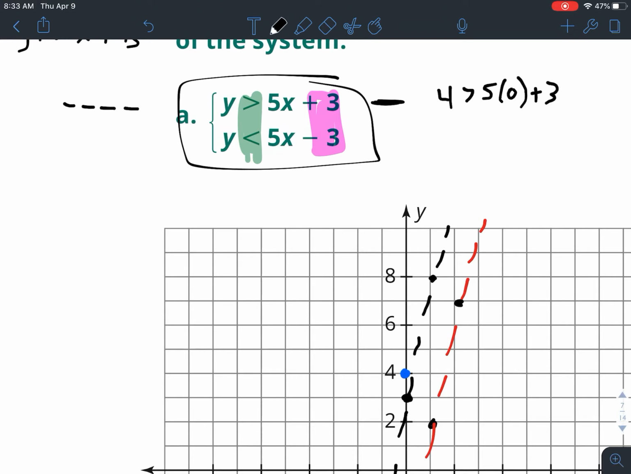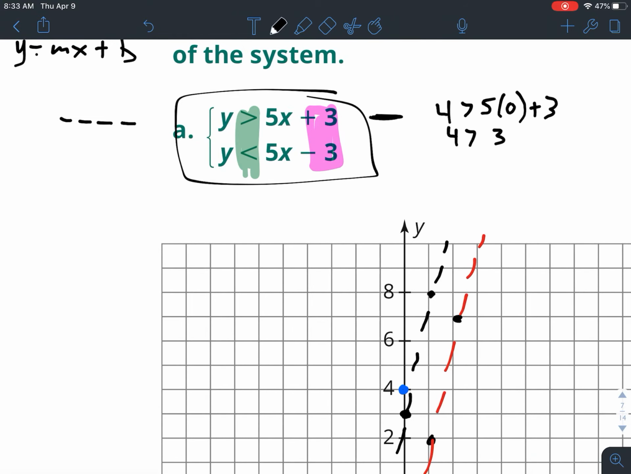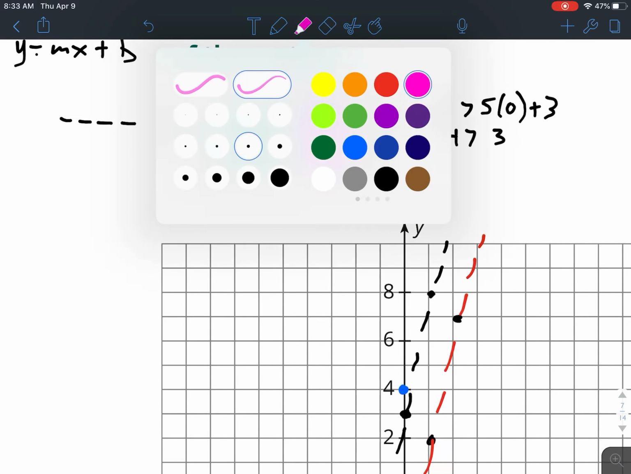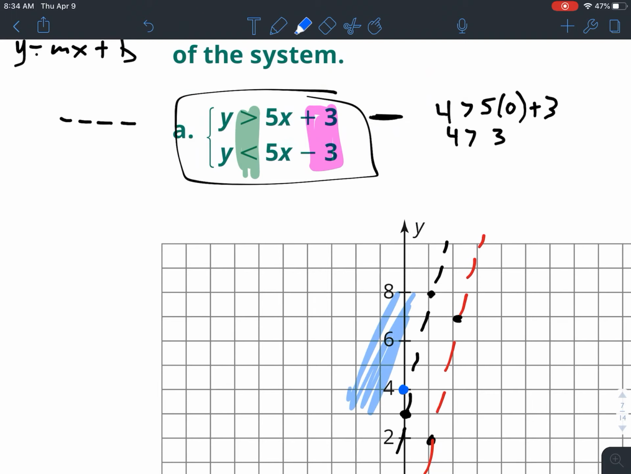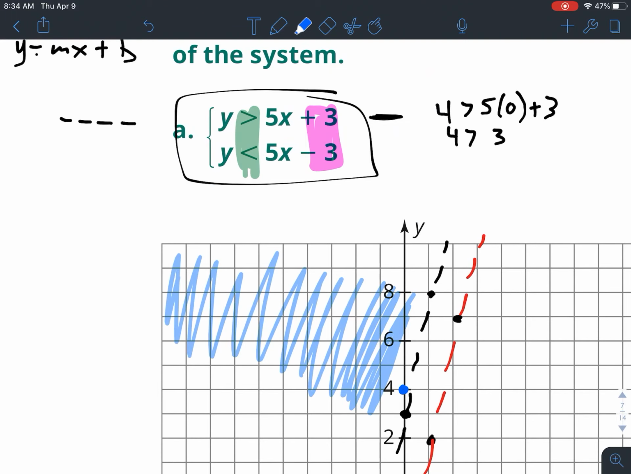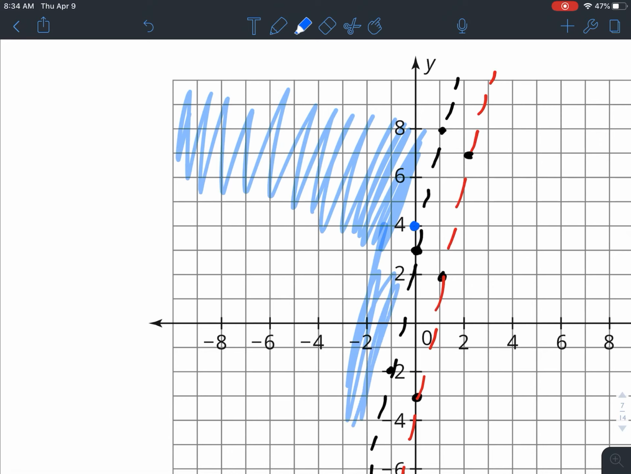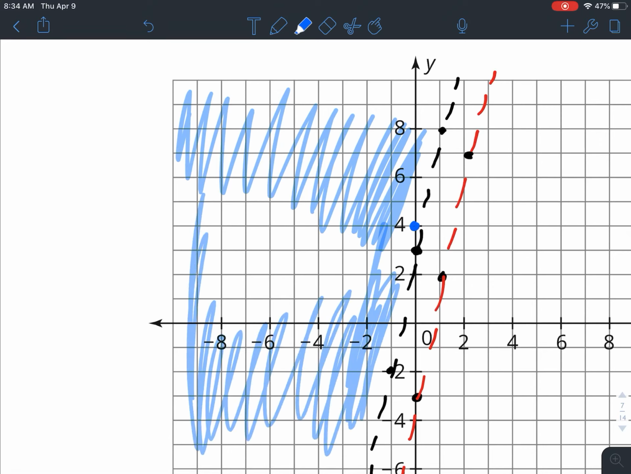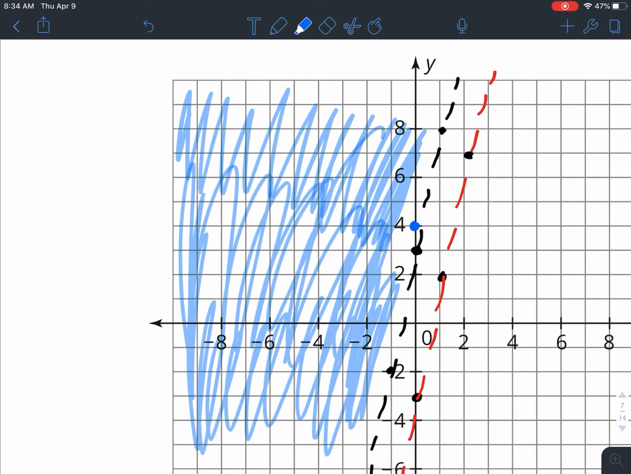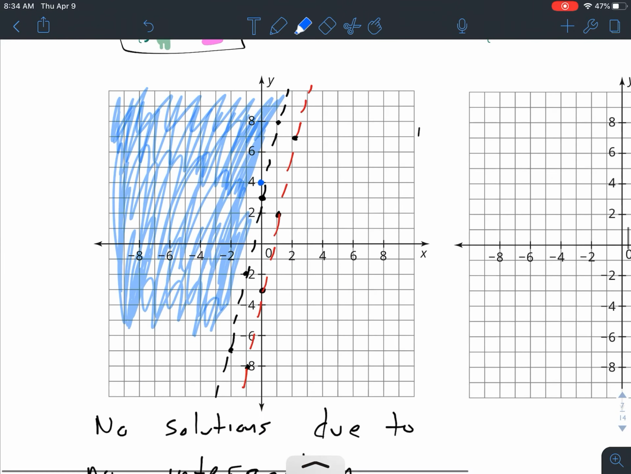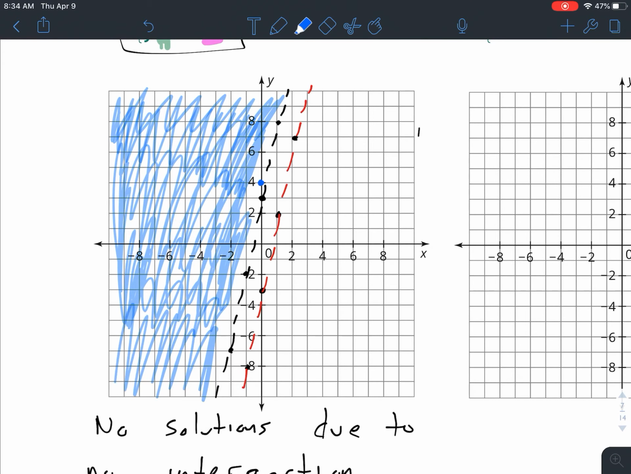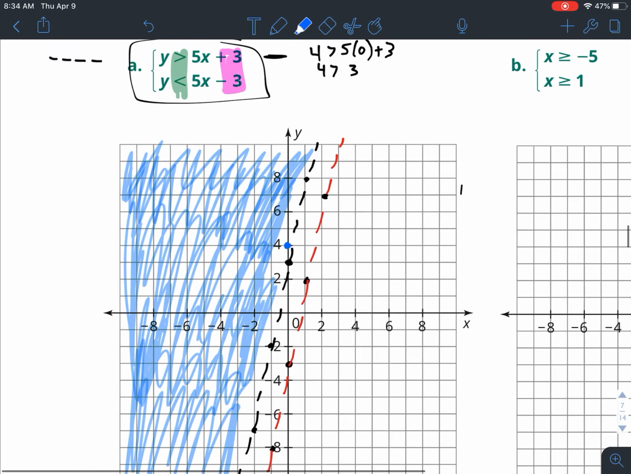So 4 is greater than 3. That is true. So we know that blue dot is part of that system. So we can shade this side blue because that worked. We know the other side would not work. So this whole side can be shaded blue. I said you don't have to be perfect to shade like that. The other side will not work.